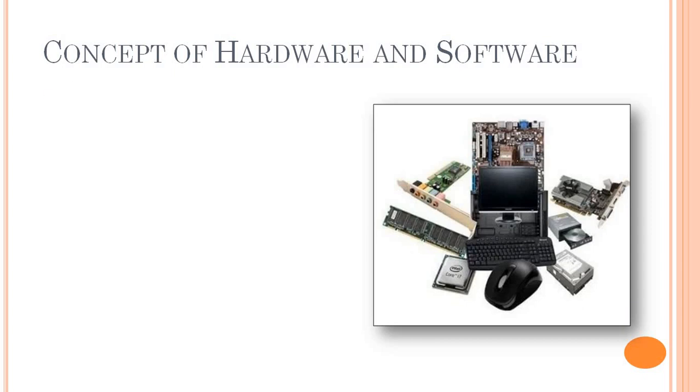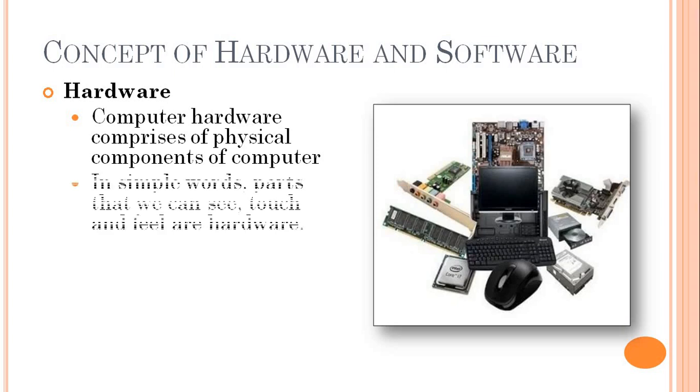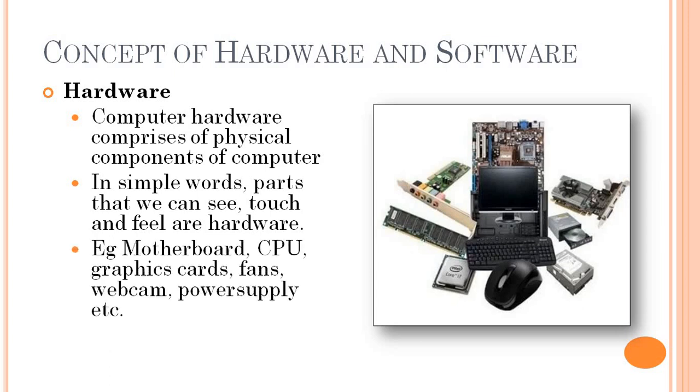So let's see over here. Computer hardware comprises of physical components of the computer. The physical devices that we are seeing is hardware. In simple words, parts that we can see, touch and feel are hardware. We can see the devices with our eyes, we can touch them, so all these form the hardware.